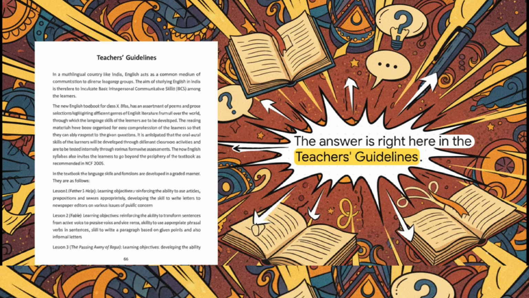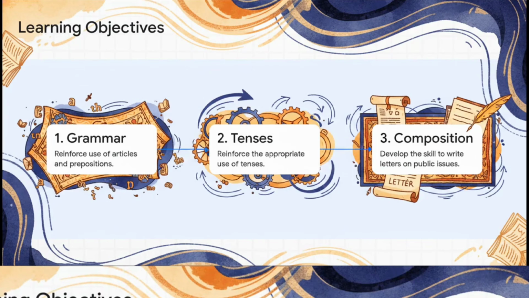If you flip to the teacher's guidelines section in your book, it spells out the exact educational goals for this lesson. And here it is, the big secret. The story is a tool. It's a vehicle for teaching you core English skills. All the dialogue is packed with different tenses. The descriptions are designed to reinforce how to use articles and prepositions. And most importantly, that letter, the thing the whole plot revolves around, it's a perfect model to teach you how to write a formal letter. The story makes learning grammar fun.